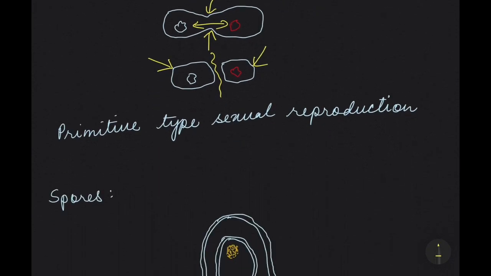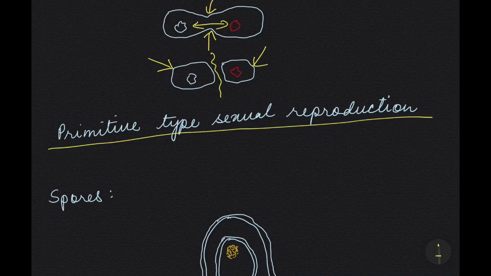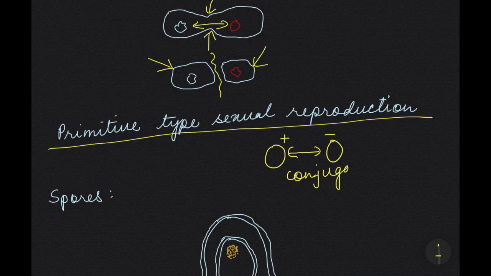Okay, now moving on to a highly primitive type of sexual reproduction. That is found in very few bacteria, and it is very simple. What happens is 2 bacteria of different strains come together. There is a plus strain and a minus strain, but they must be of the same species. When they come together, it is known as conjugation.